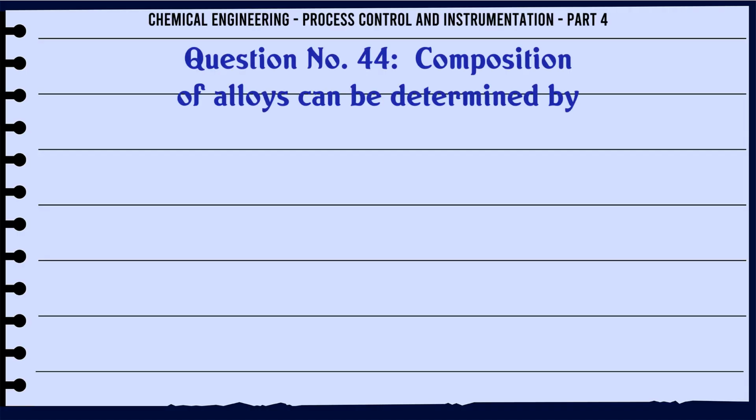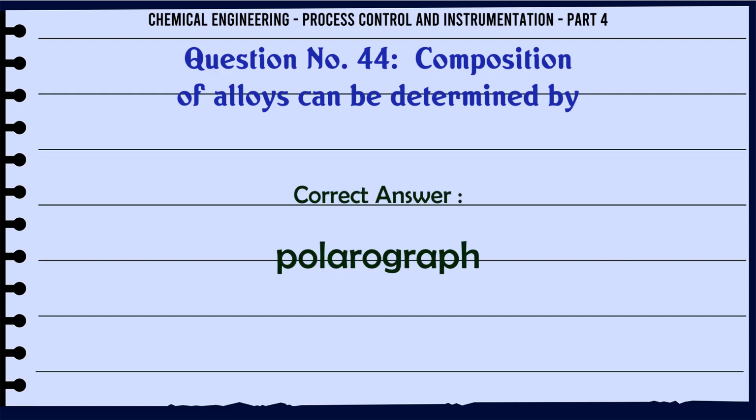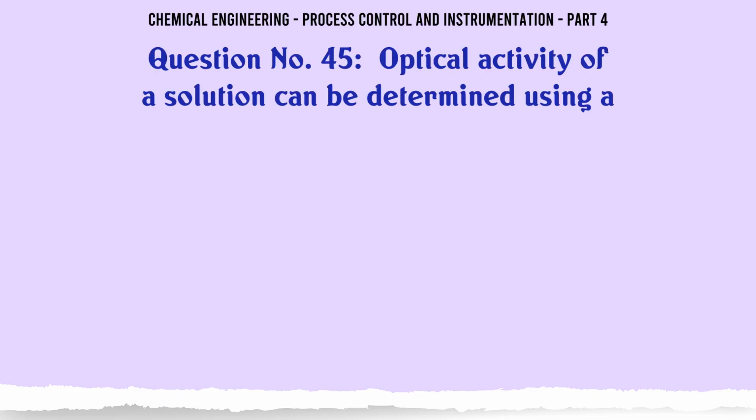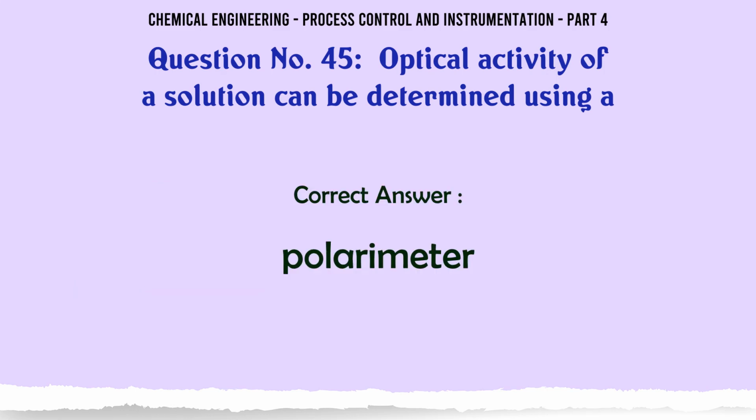Composition of alloys can be determined by A. polarograph, B. chromatograph, C. refractometer, D. none of these. The correct answer is polarograph. Optical activity of a solution can be determined using A. polarimeter, B. polarograph, C. dilatometer, D. refractometer. The correct answer is polarimeter.